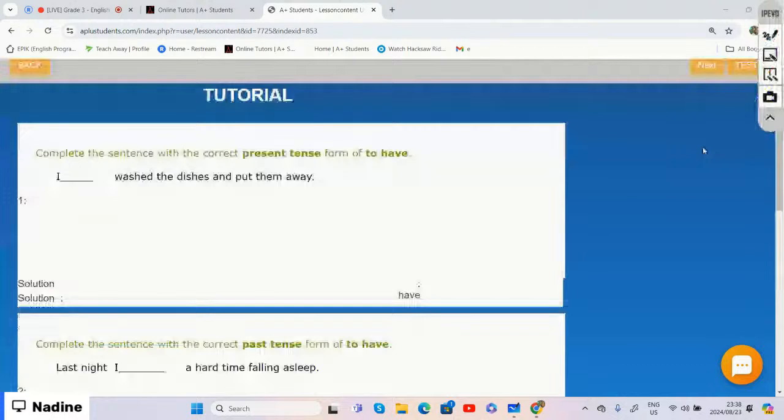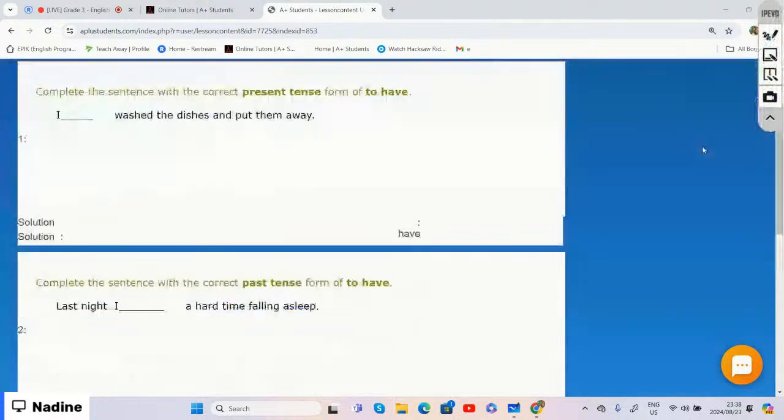All right, let's look at the next one. It says last night. This is not in the past tense. Remember, we said that in the past tense, we only use one form for all pronouns. It says last night, I, do we say I had, or do we say I have a hard time falling asleep?